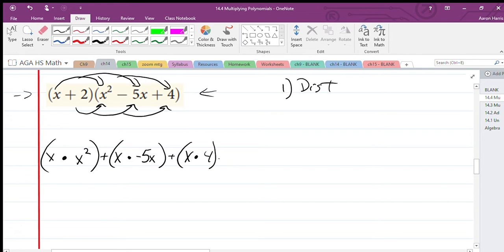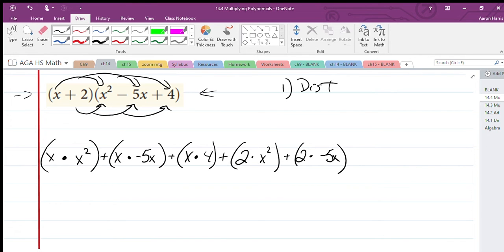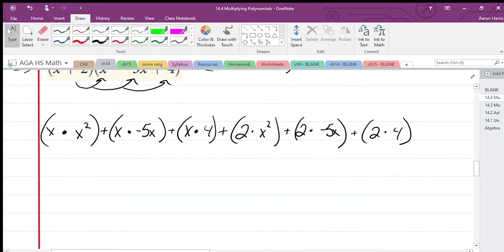Now let's do the second one. I have a 2 times x squared, a 2 times negative 5x. Be careful with the signs. If you don't bring the signs with it, you're going to mess up. And then 2 times 4. Notice I just add up all these different things and I kept the signs with the actual term. Okay? So, here we go.